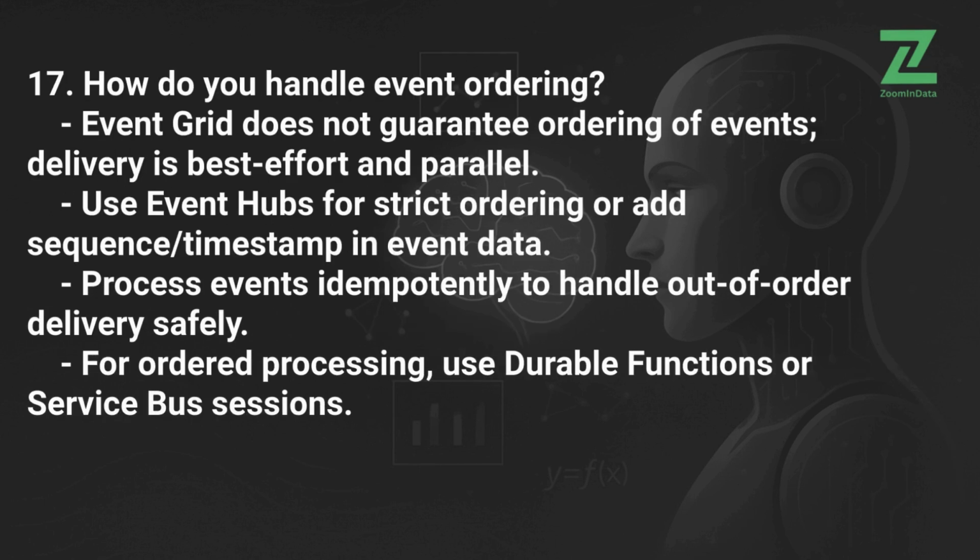17. How do you handle event ordering? Event Grid does not guarantee ordering of events. Delivery is best effort and parallel. Use Event Hubs for strict ordering or add sequence, timestamp in event data. Process events idempotently to handle out-of-order delivery safely. For ordered processing, use Durable Functions or Service Bus sessions.